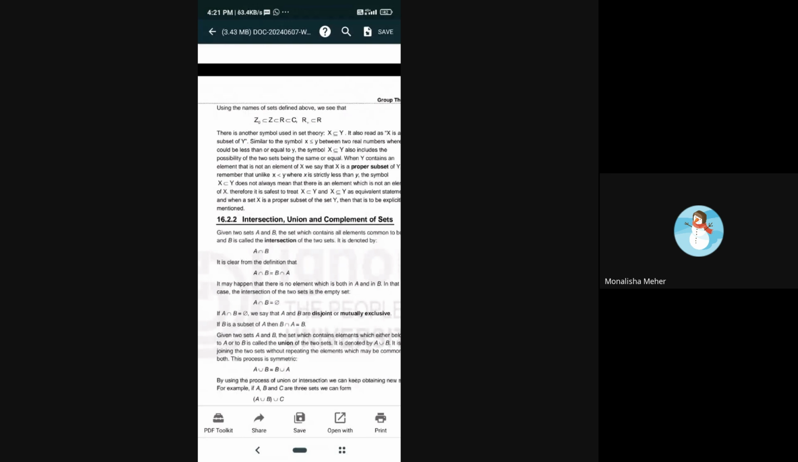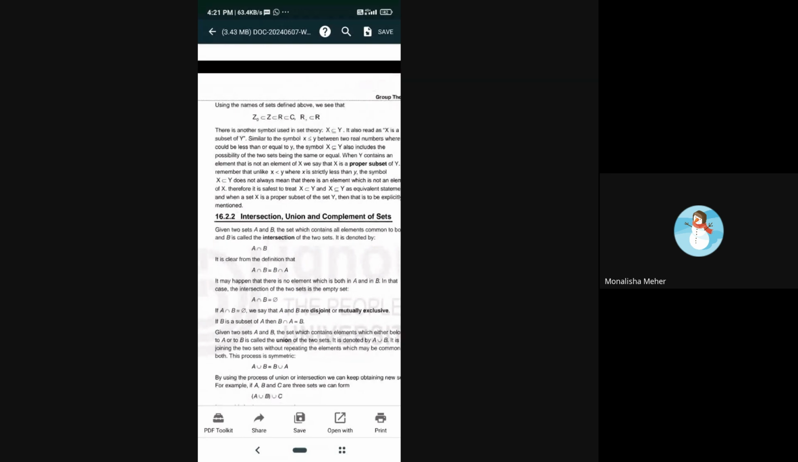If B is a subset of A, then you can write B intersection A is equal to B. Given two sets A and B, suppose B has elements 1, 2, 3 and A has elements 1, 2, 3, 4, 5. In that case, all the elements of B will come in the intersection region: 1, 2, 3. So the intersection of B and A will give you B.